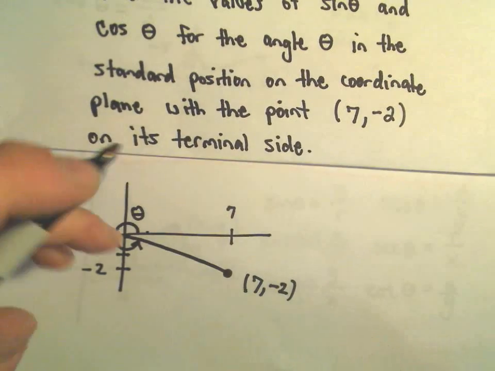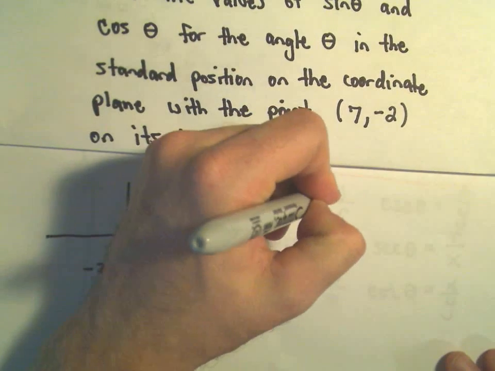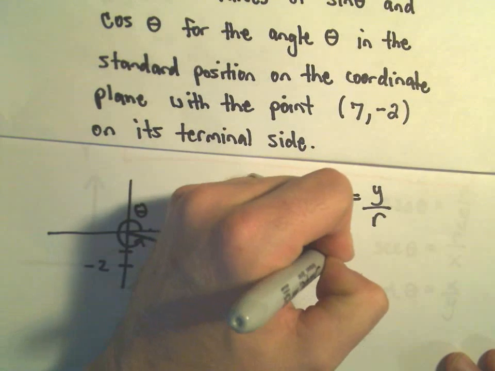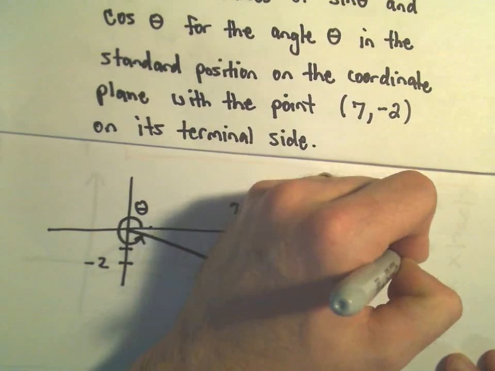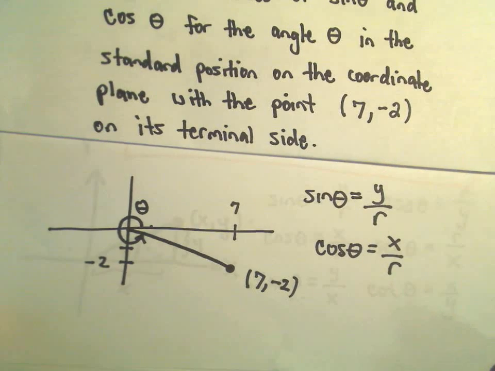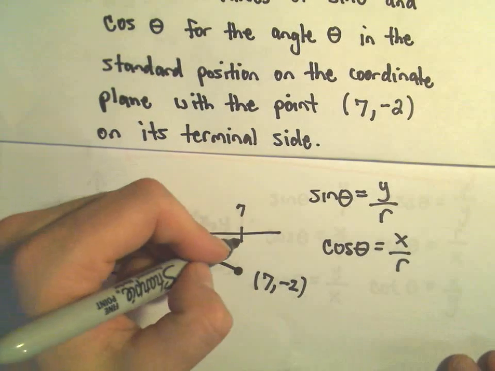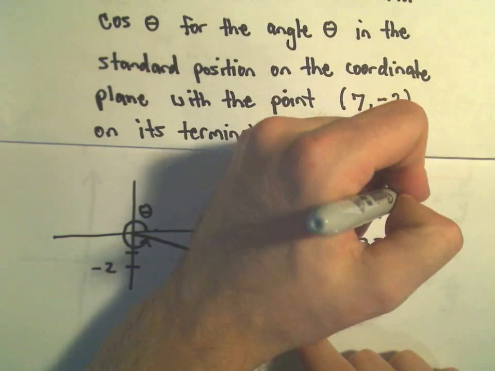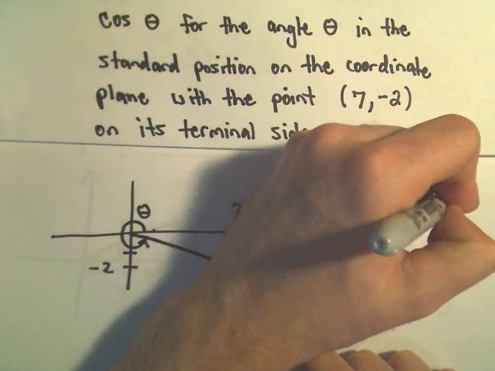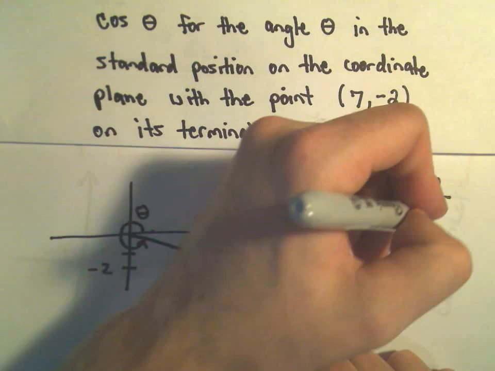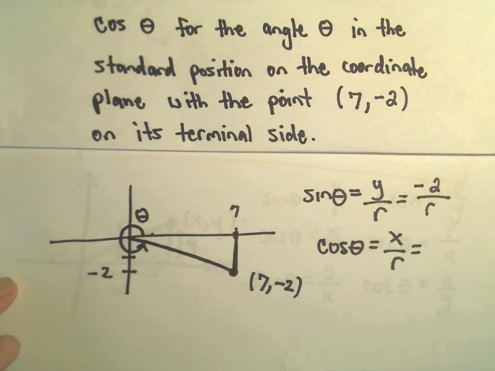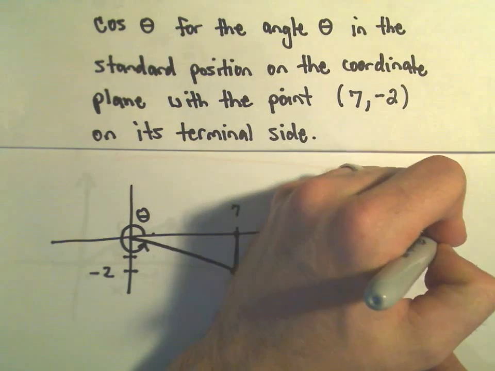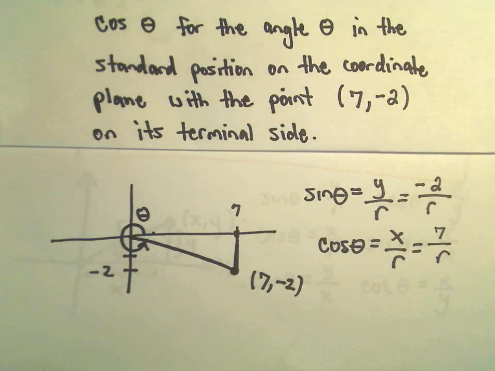Alright, so let's see. Sine of theta is the y value over the r value. Cosine of theta is going to be the x value over the r value. Well, for sine, we already know the y-coordinate. We've gone down. The y-coordinate is going to equal -2. Still don't know the r value yet. Likewise for cosine of theta, we know the x-coordinate. We've gone over 7 units. But we still don't know our r value.